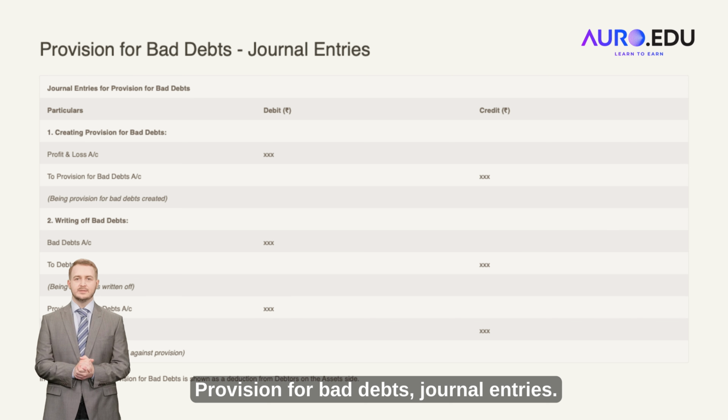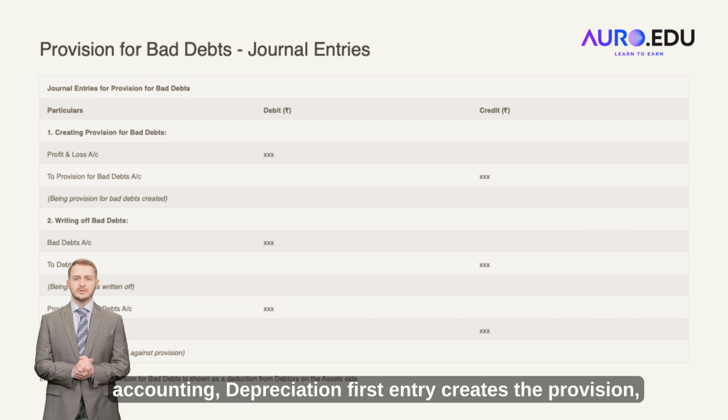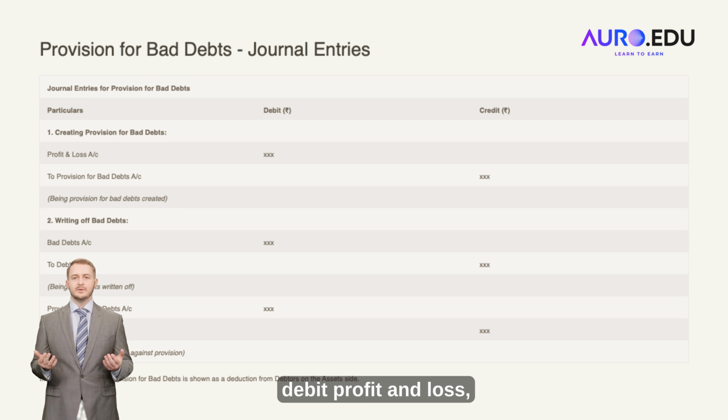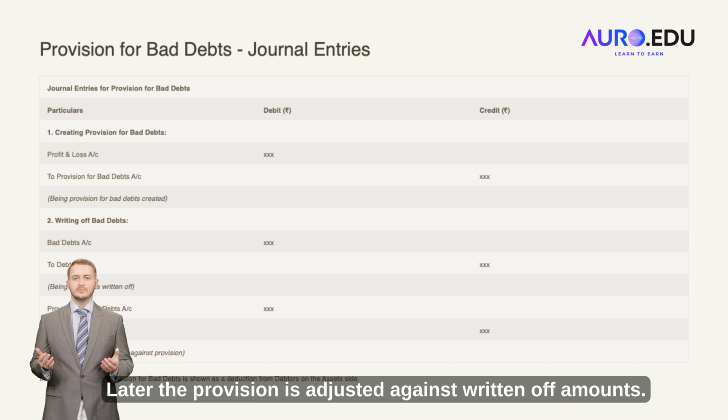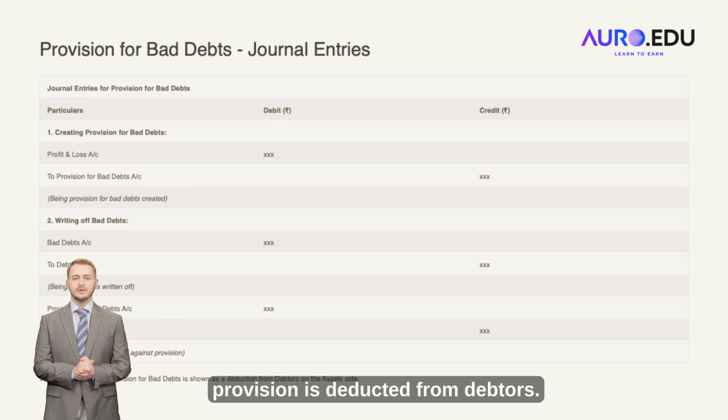Provision for bad debts, journal entries. The first entry creates the provision: debit profit and loss, credit provision for bad debts. When actual bad debts occur, debit bad debts and credit debtors. Later, the provision is adjusted against written-off amounts. On the balance sheet, provision is deducted from debtors. These entries ensure consistency and fairness in receivables reporting.